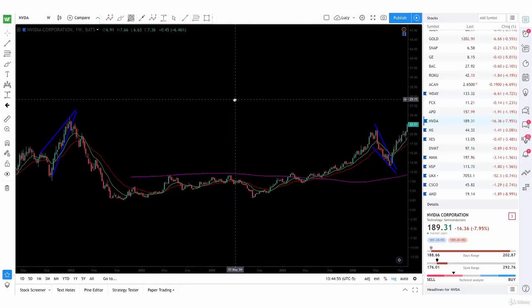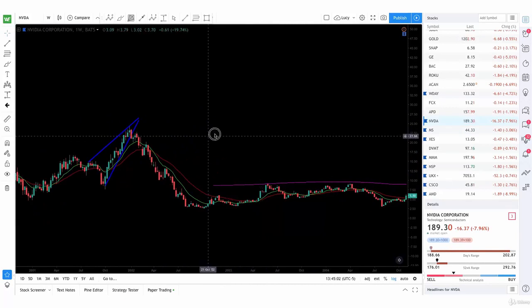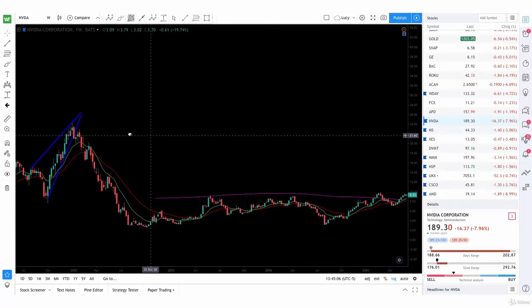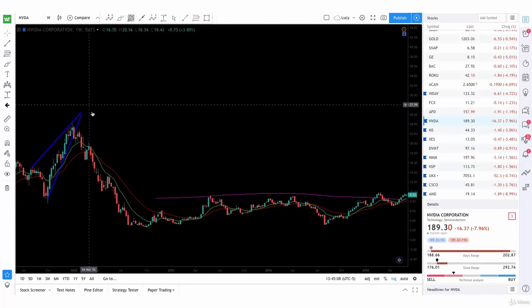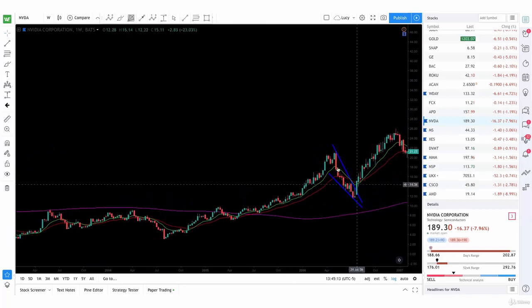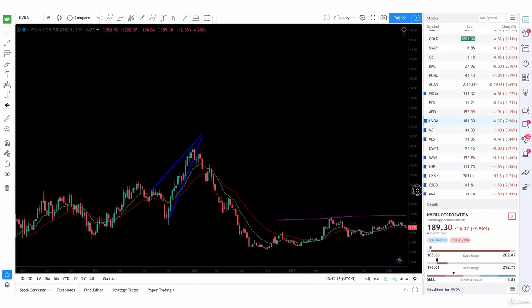All right, now we're going to be talking about wedges and triangle patterns. Let's start with the wedges. Now there's two types of wedges. If it's pointing upward, it's called a rising wedge. And if you see it pointing downwards, it's called a falling wedge. So let's start with the rising one.